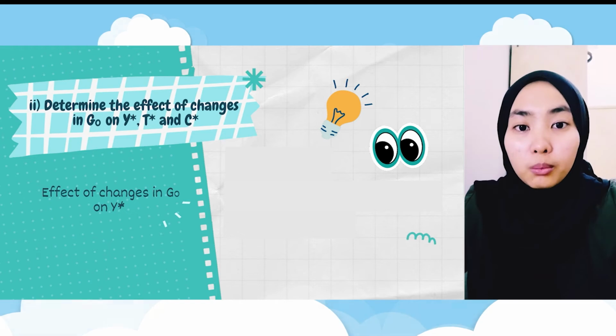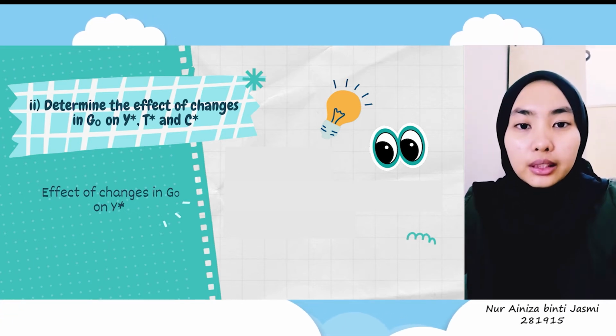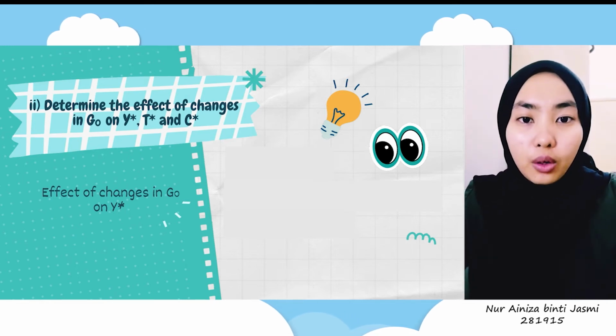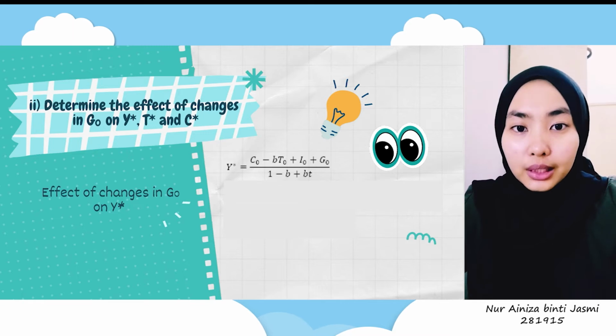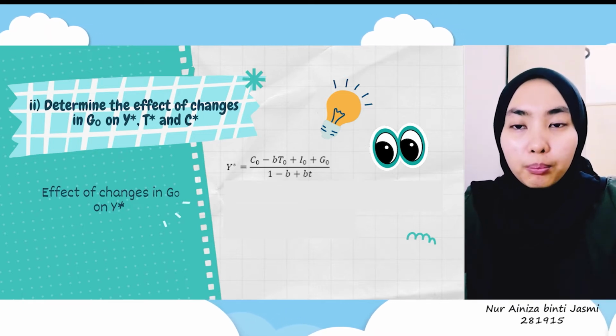Now I will talk about problem 1, Roman 2. Determine the effect of changes in parameter G null on Y star, T star, and C star, and give a comment. First, the effect of G null on Y star, where Y star equals C null minus BT null plus I null plus G null over 1 minus B plus Bt.